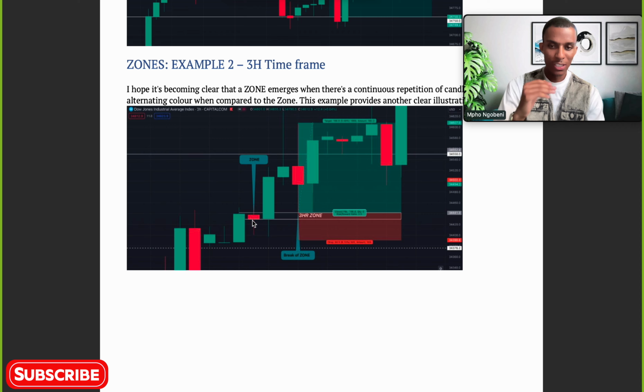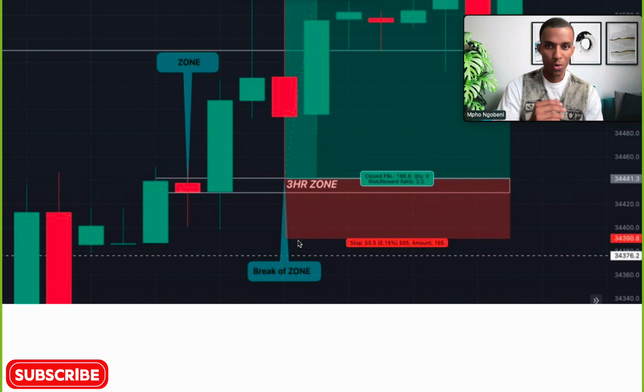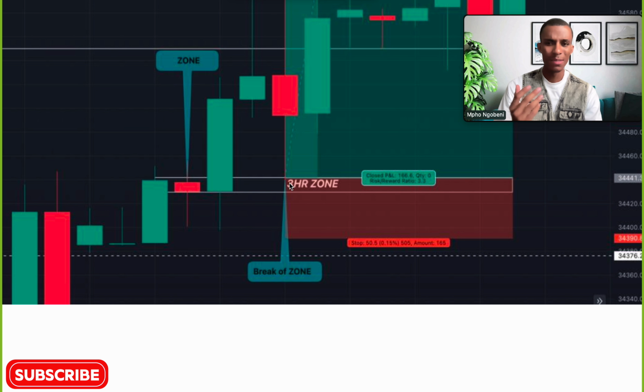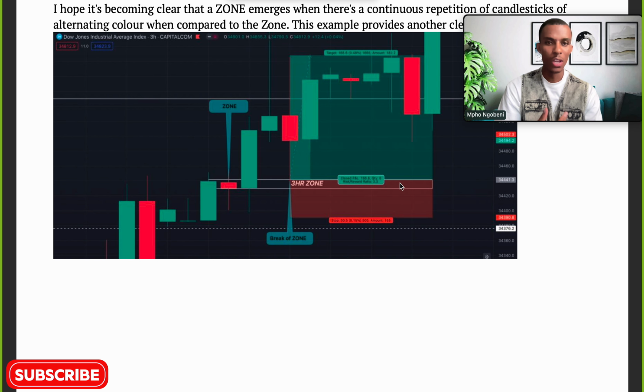So you see, that's the zone, and then we see here the entry of the zone. Sorry, I said break of zone, I meant entry of zone. Here's where you place your entry, and as you can see, there was a buy with a 3-to-1 risk to reward ratio. Then we see it again here, another entry, and a continuation to the buy side.